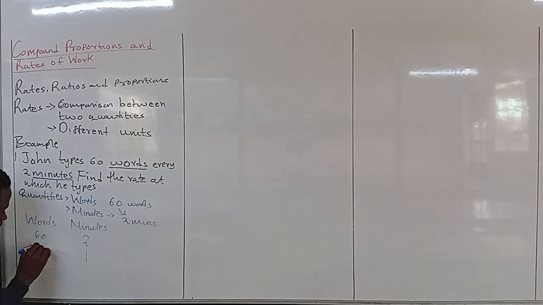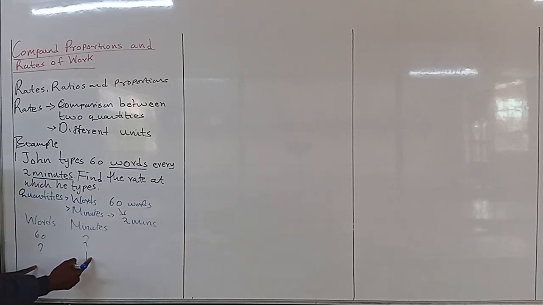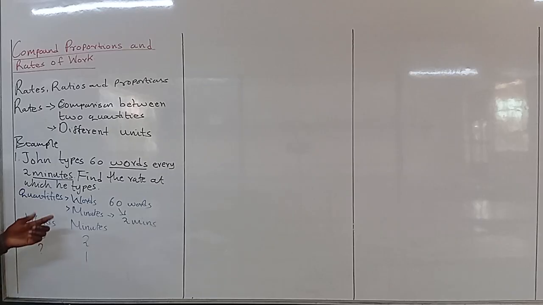So that is our question. 60 watts, we are going to have 2 minutes. So we are expecting that in 1 minute, the number of watts that could be written is lesser than 60. Why? Because the 60 is for 2 minutes. So we are expecting for 1 minute, the number is going to reduce.